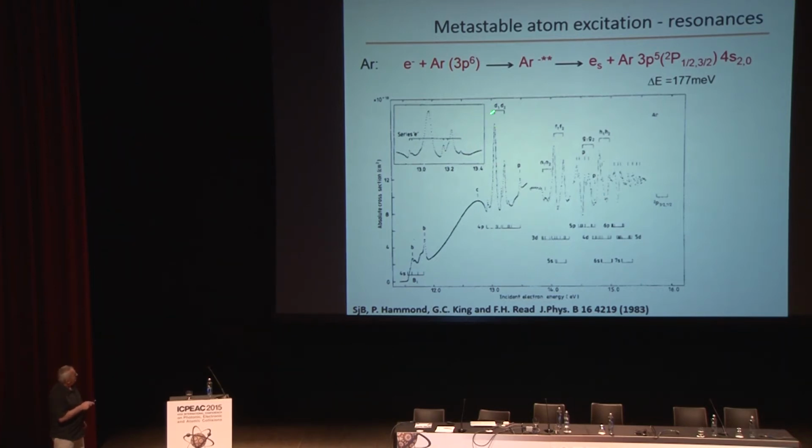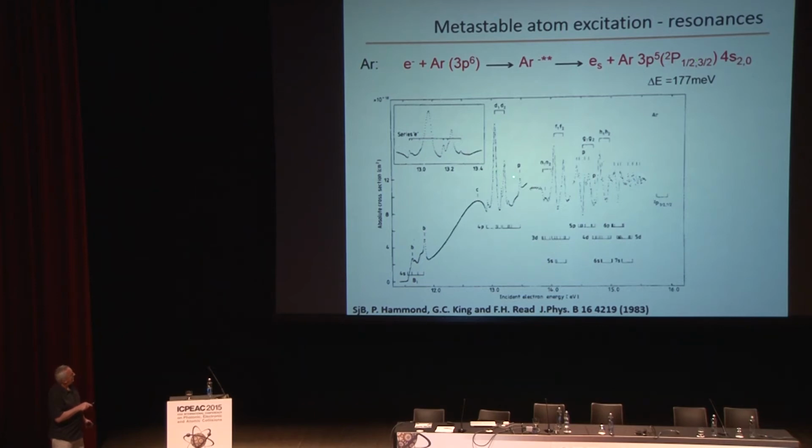But one of the interesting things in this experimental result is that there are pairs of resonances that are seen in this excitation spectrum. And all of those pairs, there are about 10 of them in argon, have a spacing of 177 millielectron volts, which is exactly the spacing of the ion core, the spin-orbit split ion core in the argon atom.